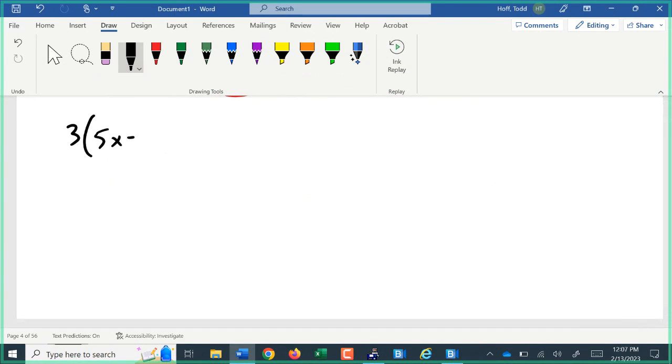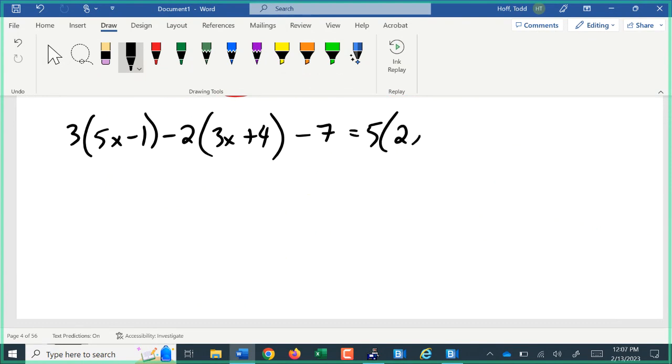Now let's step it up to about as bad as it can get for these equations. 3(5x minus 1) minus 2(3x plus 4) minus 7 equals 5(2x plus 7) plus 2(x minus 3) minus 5. Now this looks like a monster, and it kind of is, but as long as we go step by step, there isn't a problem here.